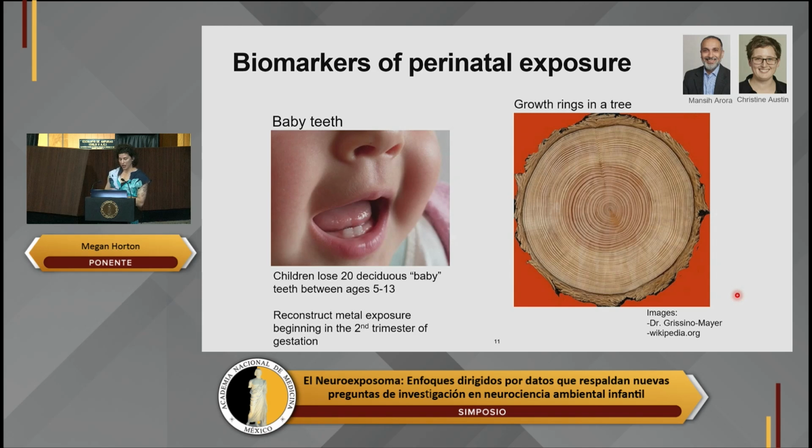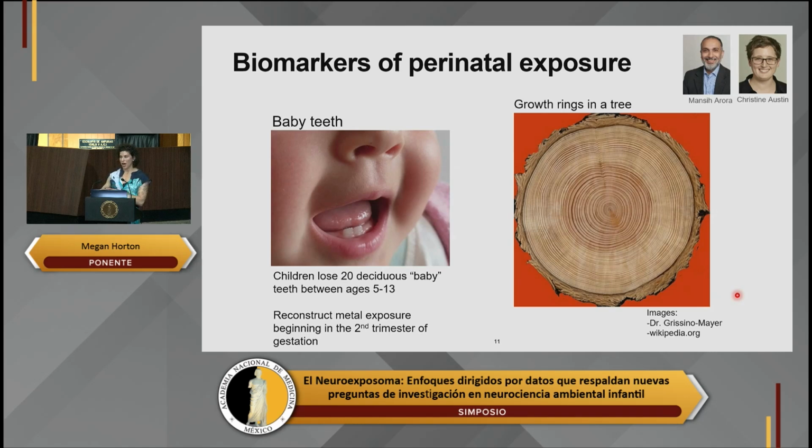Two researchers at Mount Sinai developed the process of looking at perinatal exposures using baby teeth, or deciduous teeth. Children lose 20 deciduous or baby teeth between the ages of 5 and 13 years old. And the critical thing about these baby teeth is that they begin developing in the 2nd trimester of pregnancy and continue growing until the time that the tooth is lost. And because of the physiology of the teeth, and I'll talk about it in the next slide, we can use these sort of like you would use a computer hard drive or the growth rings in a tree.